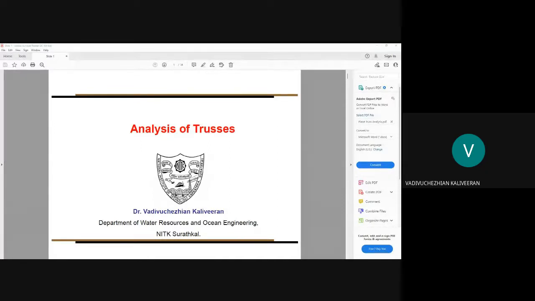So that's why the organizers have given specific topics related to statically determinate structures using the method of joints and the method of sections. I'm really very happy to share our slides and whatever we are teaching in our NITK, we are trying to share in front of our group.